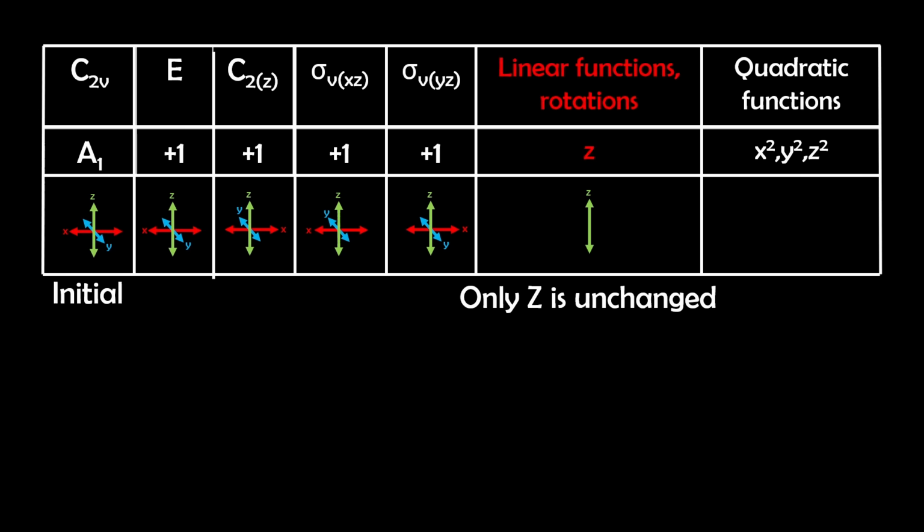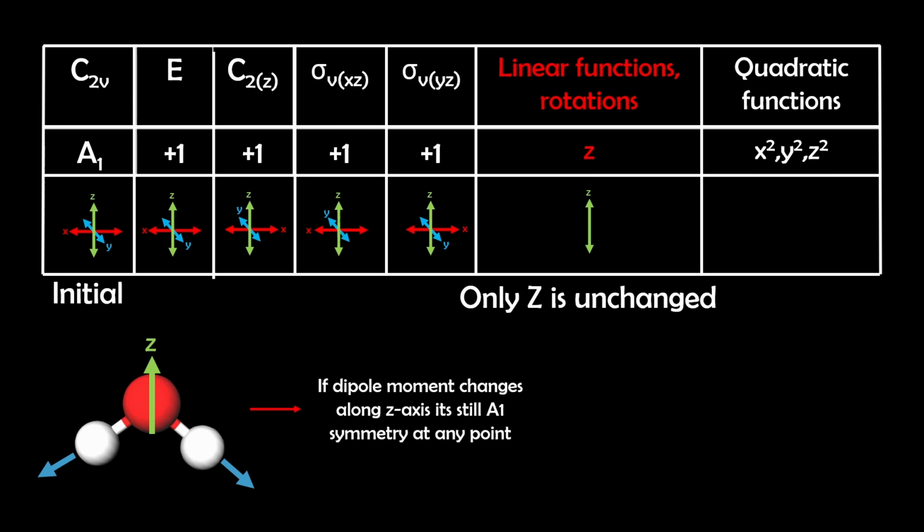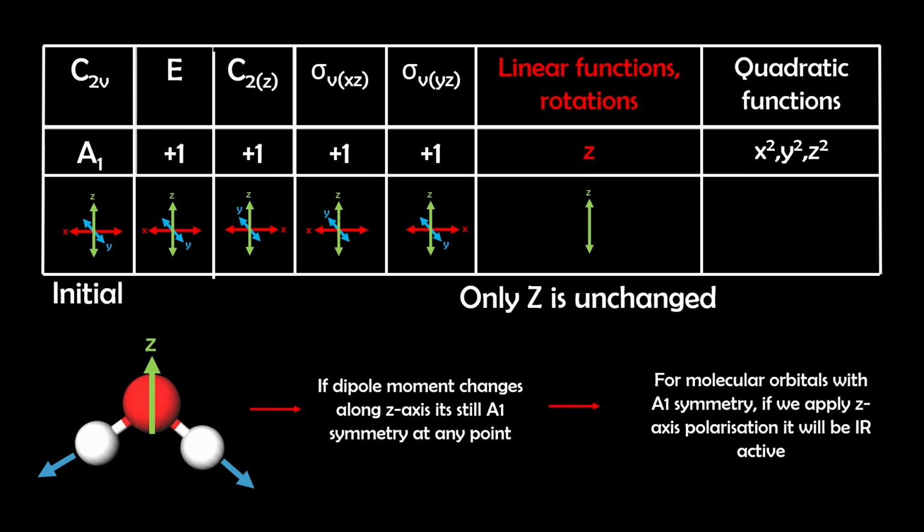So for example, if a vibration changes the dipole along the z-axis, yes, the shape changes, but the orientation of the z-axis doesn't change. And if we freeze it at any point in time, all the symmetry operations can still be applied. So polarization along the z-axis will give us A1, and we have an IR active molecule with A1 symmetry. For those other axes, it's the same. If it's x, we have B1. If it's y, we have B2.